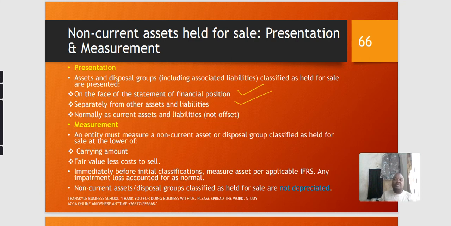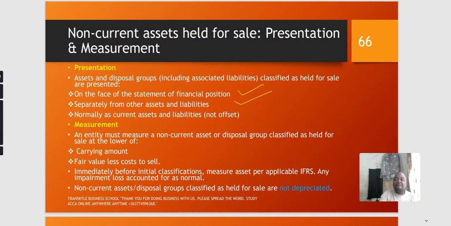They should be given their own line. Normally, as current assets and liabilities, they shouldn't be offset. So, if they are both current assets and current liabilities, then they should be shown separately. You need not offset them.